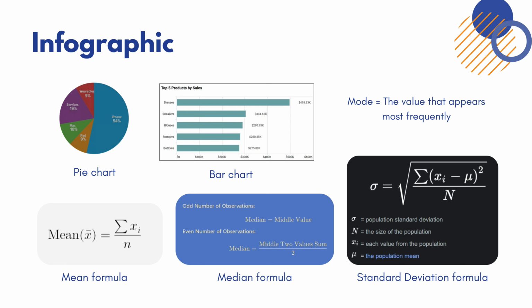How do we receive the quantitative? By using mean formula, median formula, standard deviation formula, and also the mode, which is the value that appears most frequently. So through these numbers, business entities can make decisions.